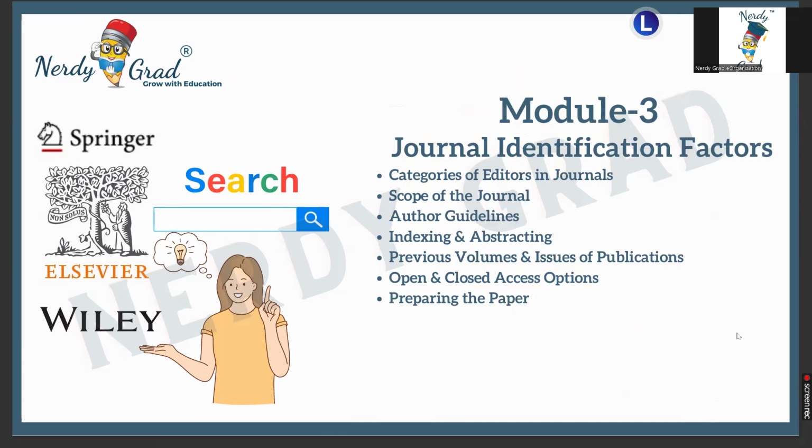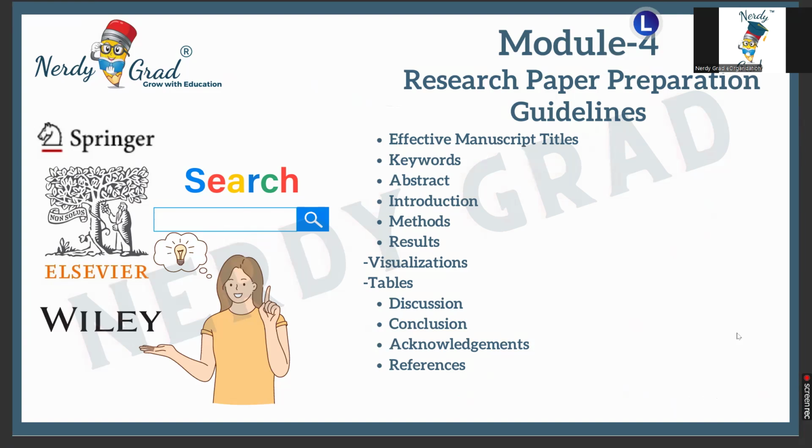In Module 3 we will talk about journal identification factors, in which we will see the categories of editors in journals, scope of the journal, author guidelines, indexing and abstracting, previous volumes and issues of publications, open and closed access options, and preparing the paper.